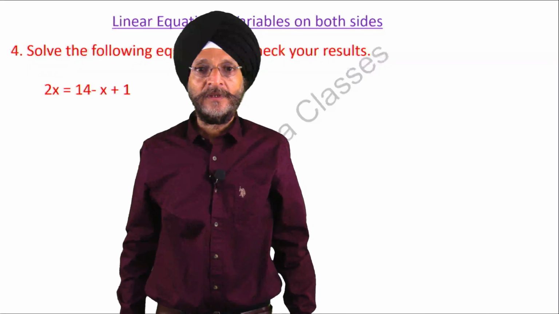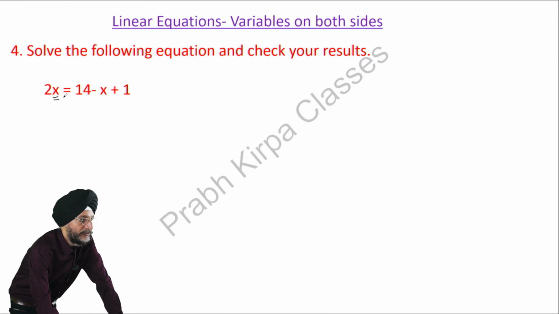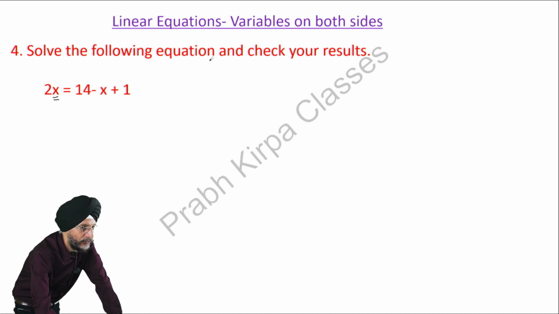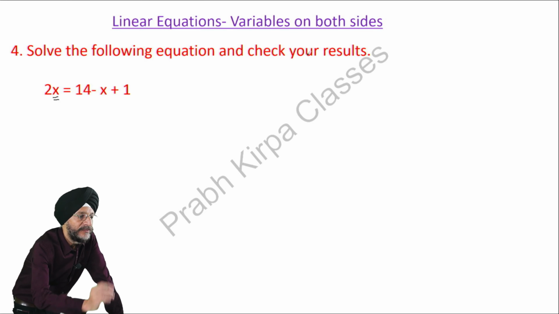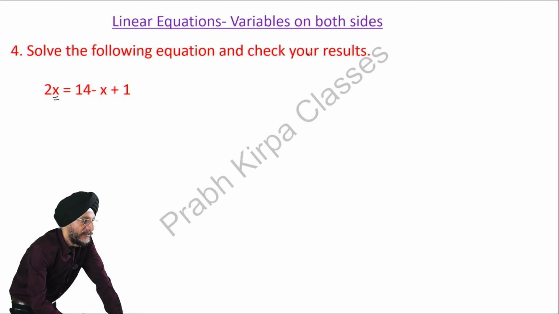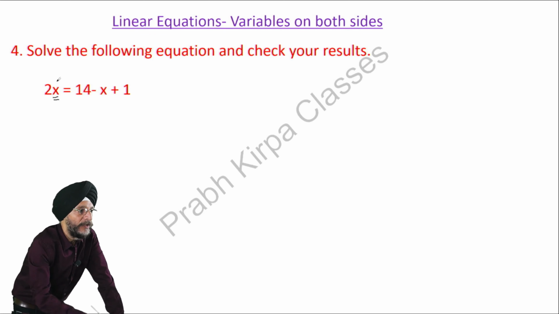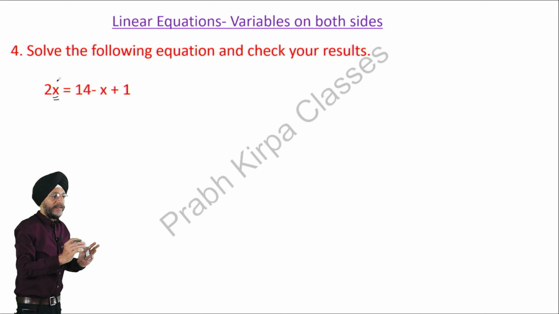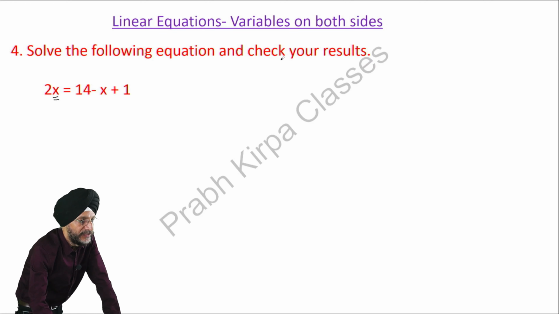Now the topic before us is linear equations, variable on both sides. Here the variable is single, that is x. It is the single variable questions. So now the question before us is solve the following equation and check your results. It means that this question has two parts. First of all, we will solve the equation, that is, we will find out the value of x, and then the second part says check your results.